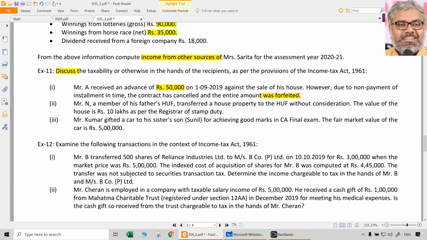Point number 2, different. N is a member of his father's HUF, transferred house property to the HUF without consideration. Value of the house is 10 lakhs rupees as per the registrar. Nothing is taxable because he is a member of the HUF.